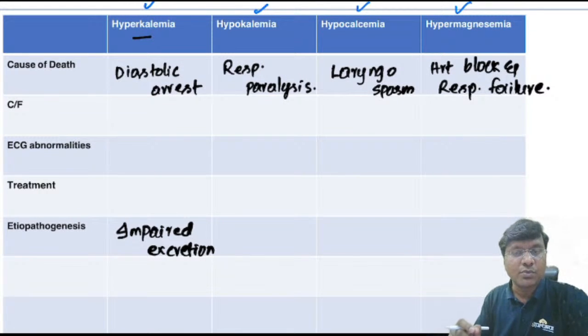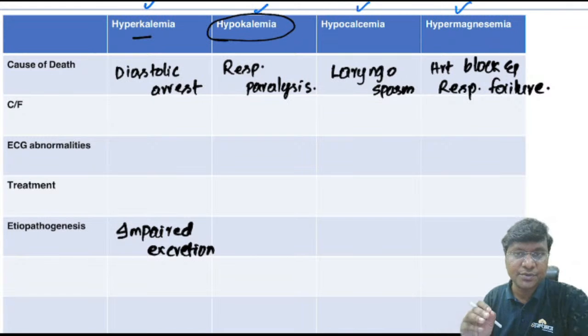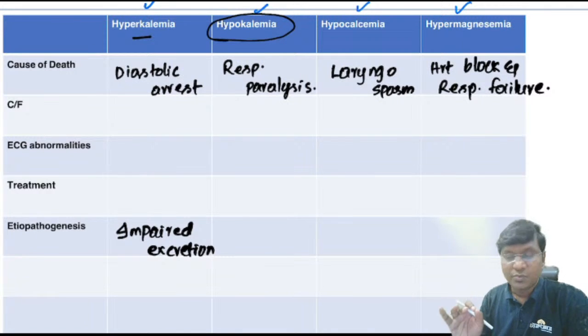Now the question is, why and how does hypokalemia occur in patients with renal failure? Hypokalemia occurs in a scenario where there is decreased renal perfusion to the kidney causing renal failure. I'll repeat the point again. Why does hypokalemia occur in renal failure? If the etiology of renal failure is reduced renal perfusion to the kidney causing kidney failure.